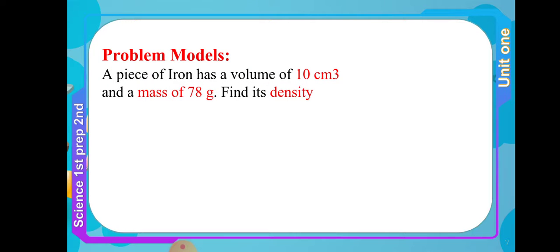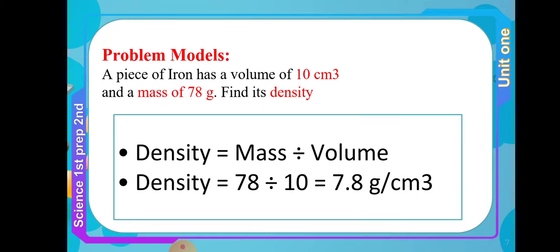Let's take our problem models. A piece of iron has a volume of 10 cubic centimeters and a mass of 78 gram. Find its density. As we know, density equals mass over volume. So the density equals 78 over 10, which equals 7.8 gram per cubic centimeter.